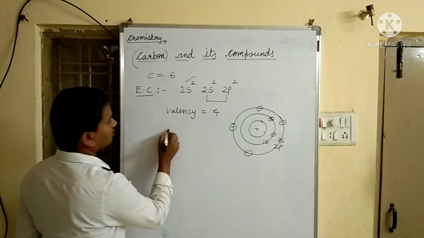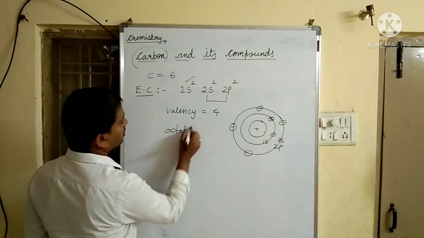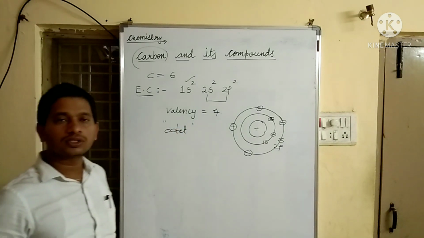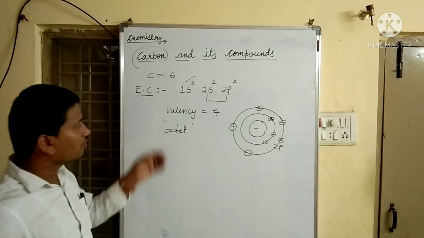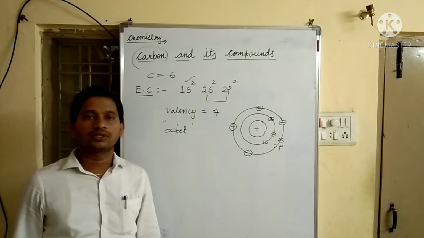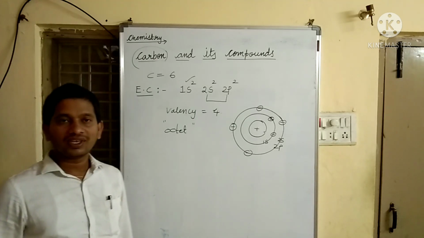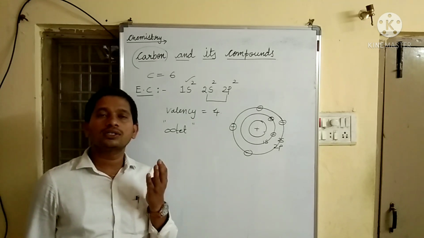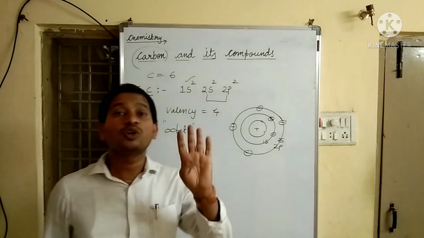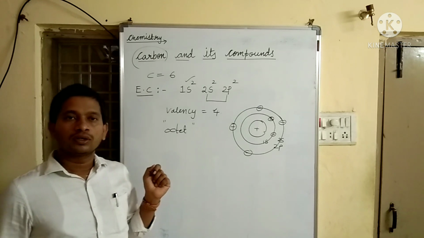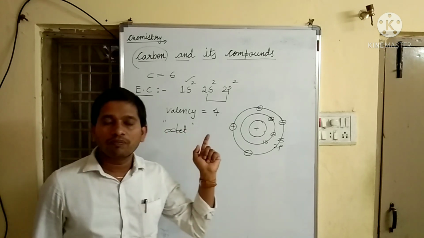What is the meaning of octet configuration? In the outermost shell, it has to maintain 8 electrons. See here, actually carbon has 4 electrons in the outermost shell. You can see here, it cannot form an ionic bond.